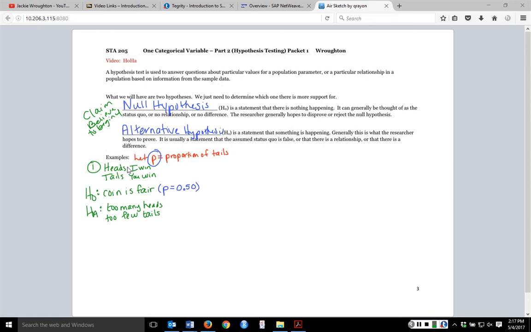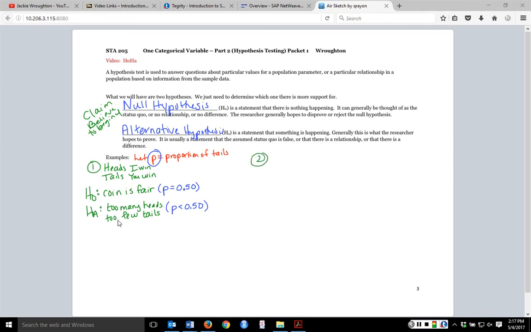Now if there are too many heads, or also known as too few tails, what kind of value would P be? Well, P represents a proportion of tails. If there's too few tails, it's going to be something less than 50%. Even technically, if there's only 49% tails, that's too few probably in your mind, right? So anything less than 50% would be concern for you when it comes to the proportion of tails.